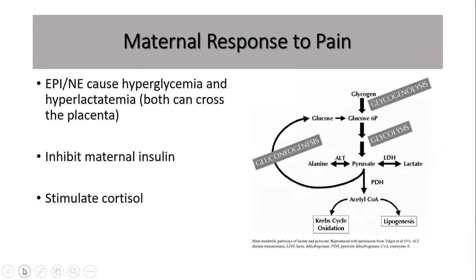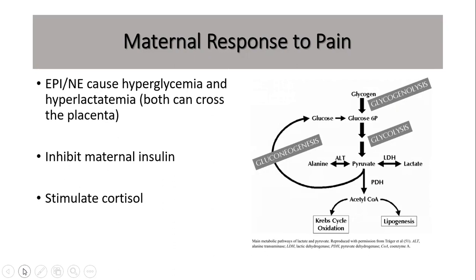The catecholamines also cause the secretion of glucagon and cortisol, which are all diabetogenic hormones, and therefore there's hyperglycemia. They also inhibit maternal insulin use. So you are producing a lot of sugars, you have hyperglycemia, but you're unable to use it. So you are dumping a lot of sugars into the baby.